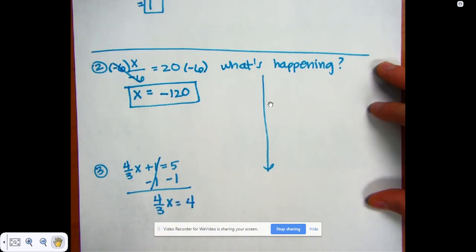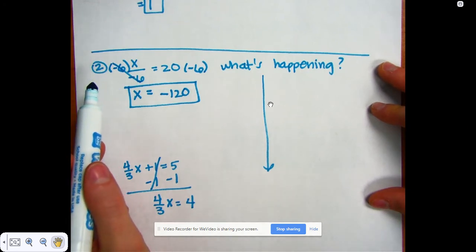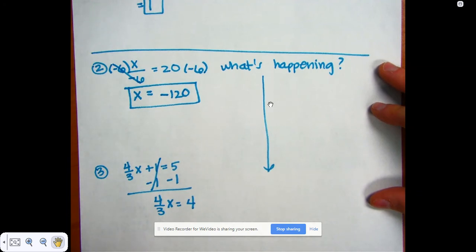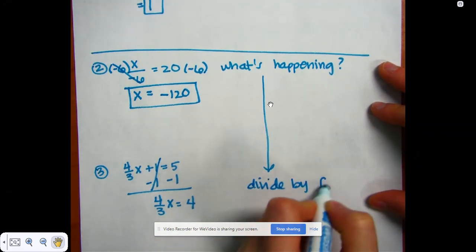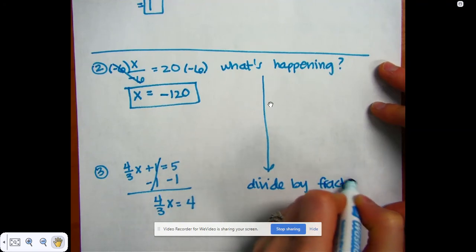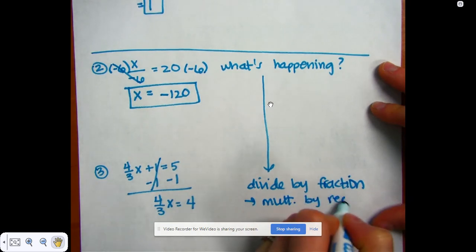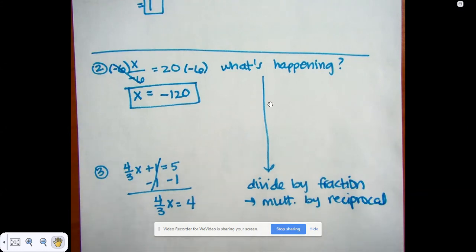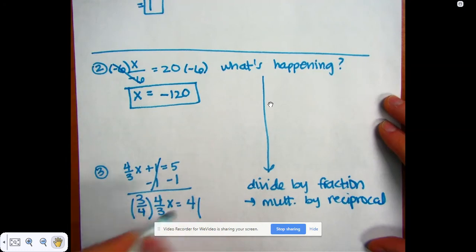Now I'm down to the last step. So just like on this one, I'm dividing by negative 6, so I multiplied by negative 6. I'm multiplying by 4/3, so I want to divide by 4/3. But if I divide by a fraction, then I want to multiply by the reciprocal. Okay, I would write this on your flashcard for your final. So I'm going to multiply by the reciprocal, which means I'm going to flip it. If you don't know what a reciprocal is, I would write that on your flashcard.